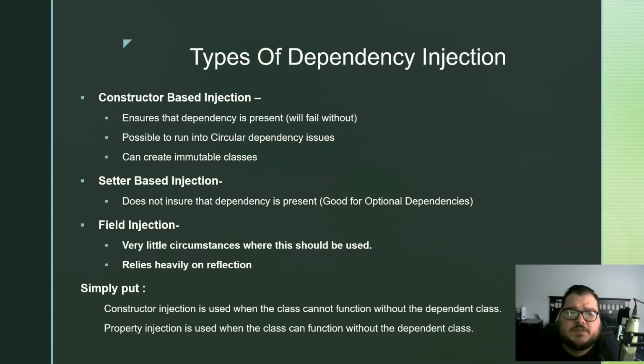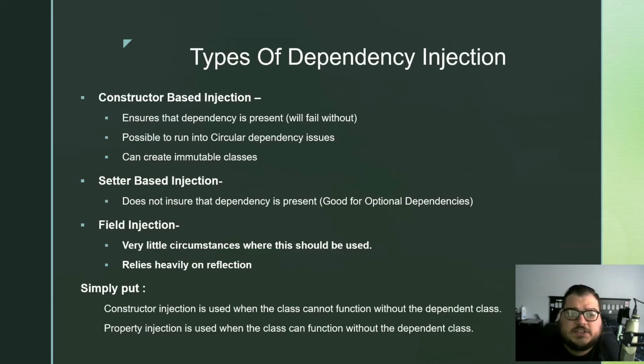And the last benefit of constructor-based injection, or at least that we'll be covering in this video, is that we can create immutable classes. So with constructor-based injection, you can have your dependencies being final and not changing after injection. And the next one is setter-based injection. Setter-based injection is used mostly for optional dependencies because you're not really ensuring that the dependency is going to be present.